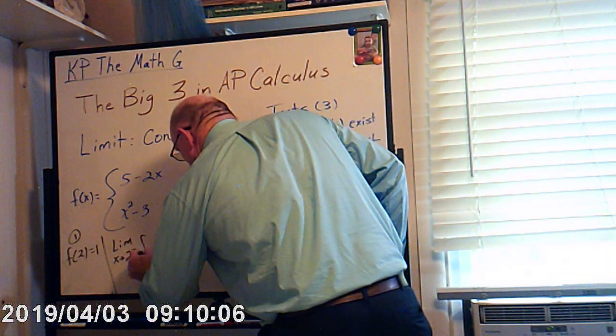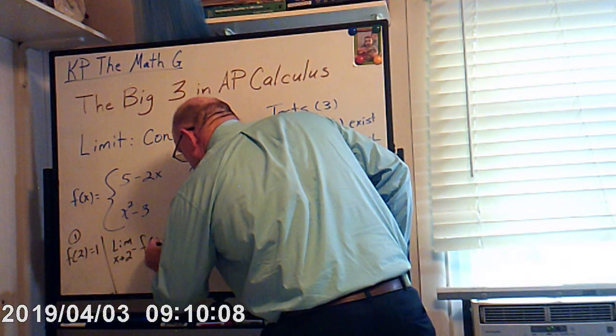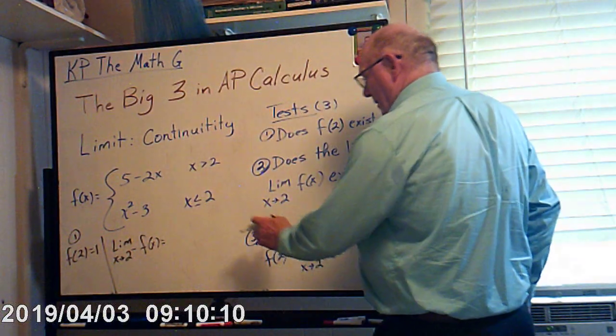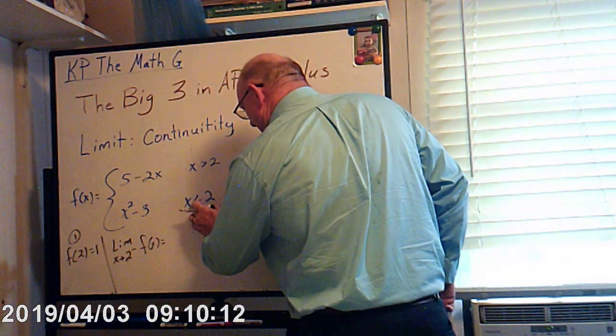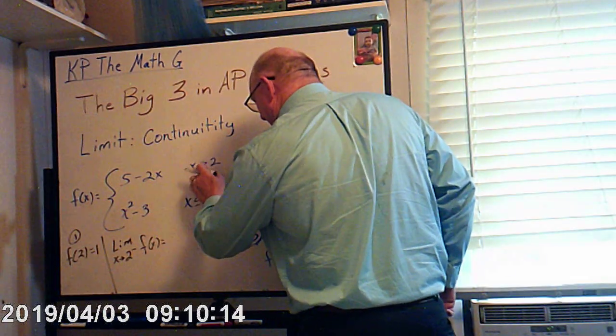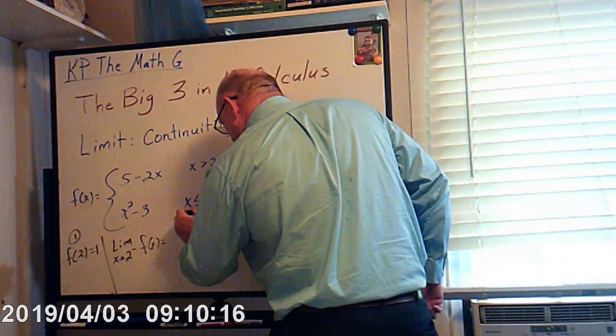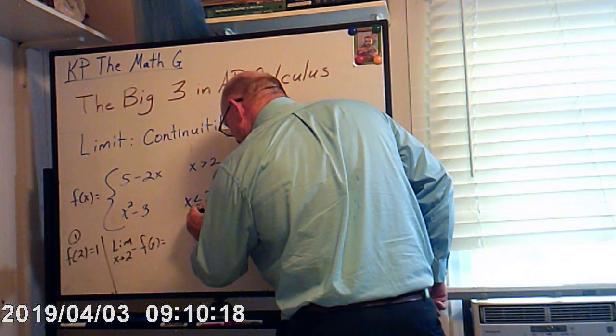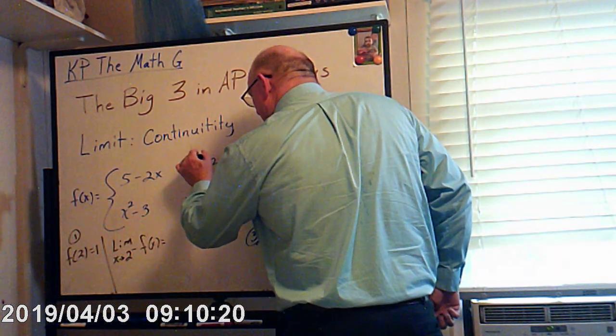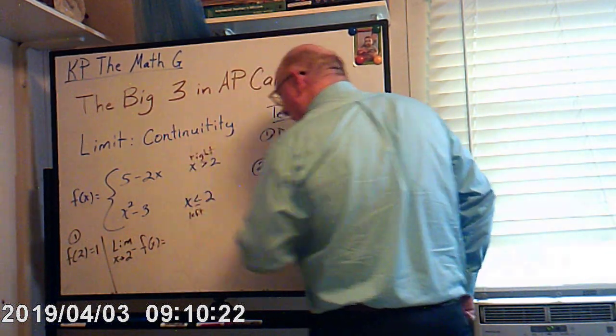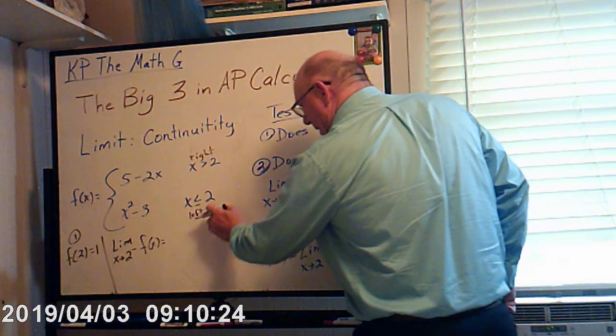F of x is equal to... which one are we doing from the left? This is less than, this is greater than. Less than is to the left. Greater than is to the right. Okay, so we're going to check this one out.